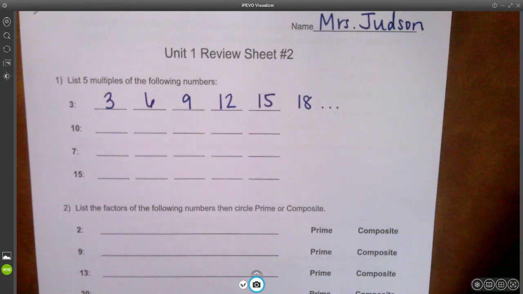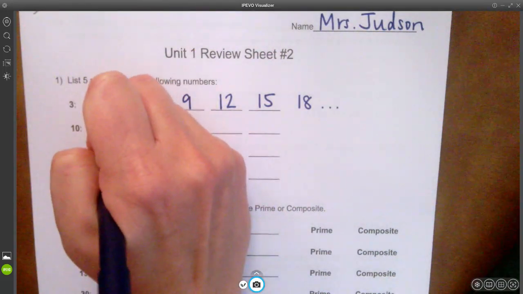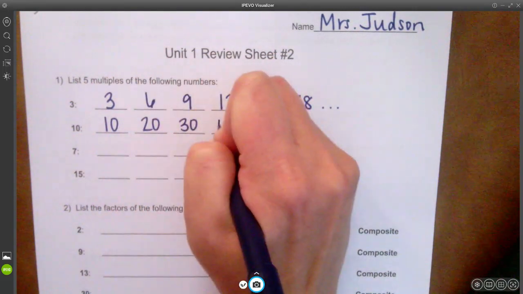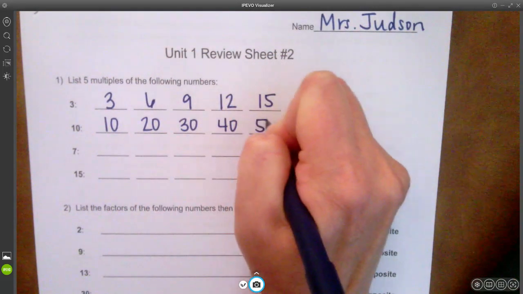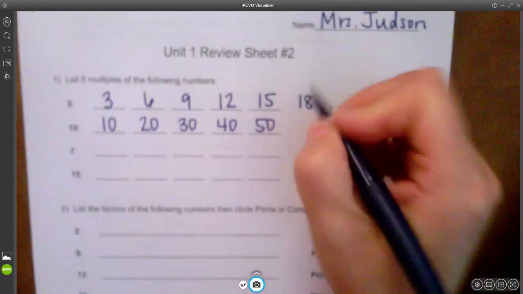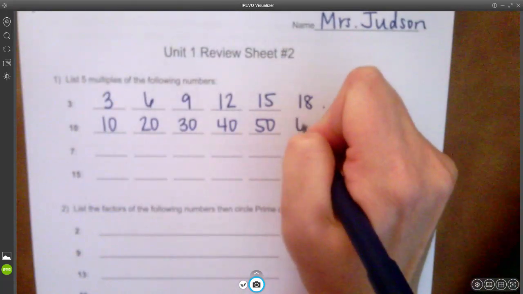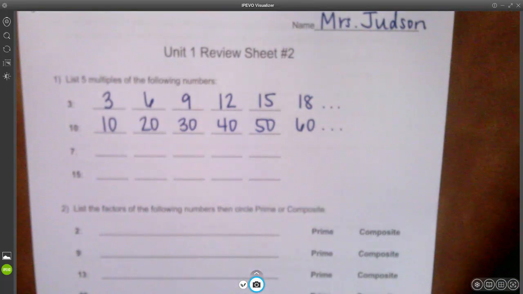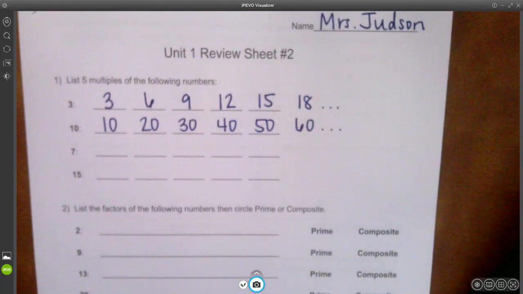All right, this one's easy. Little kids can do this. Skip counting by tens. 10, 20, 30, 40, 50. If you didn't start at 10, but you started at 20, perhaps you went all the way up to 60. Again, you can start anywhere, and as long as it's a multiple of 10, you're good to go. So 10 times anything will give you a multiple of 10.